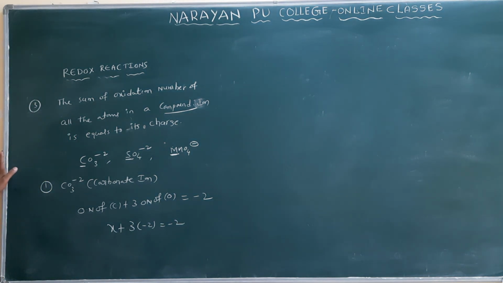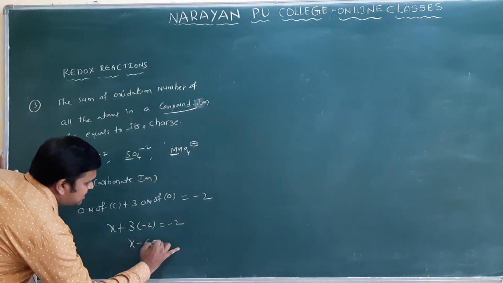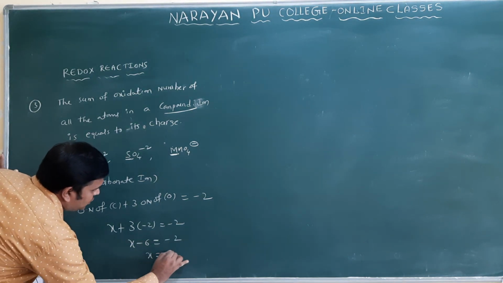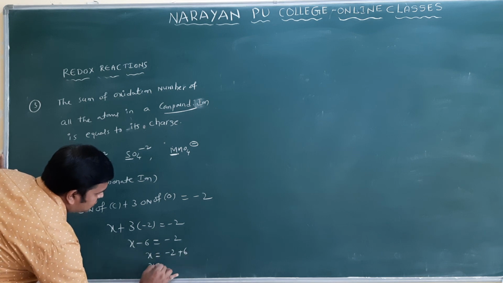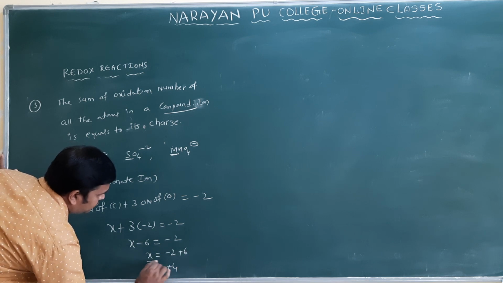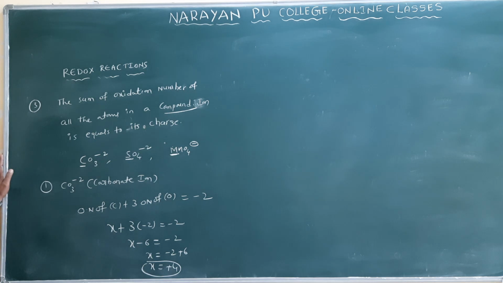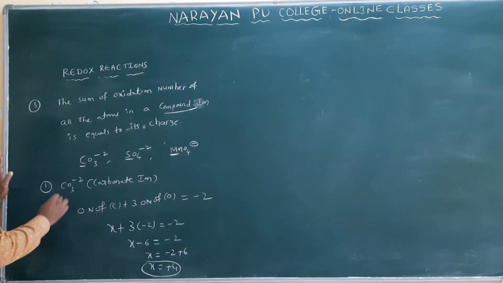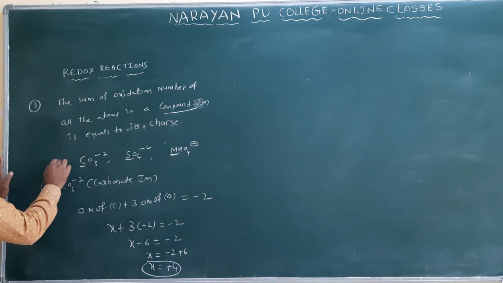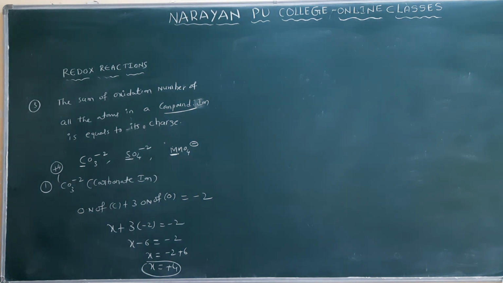Oxygen oxidation number, now I told, in oxide is minus 2 only. So x minus 6 equal to minus 2. x equal to minus 2 plus 6. So x equal to how much? Plus 4 only. x equal to what? Plus 4. So what is the oxidation state of carbon in carbonate ion? You will write plus 4 for this question only.